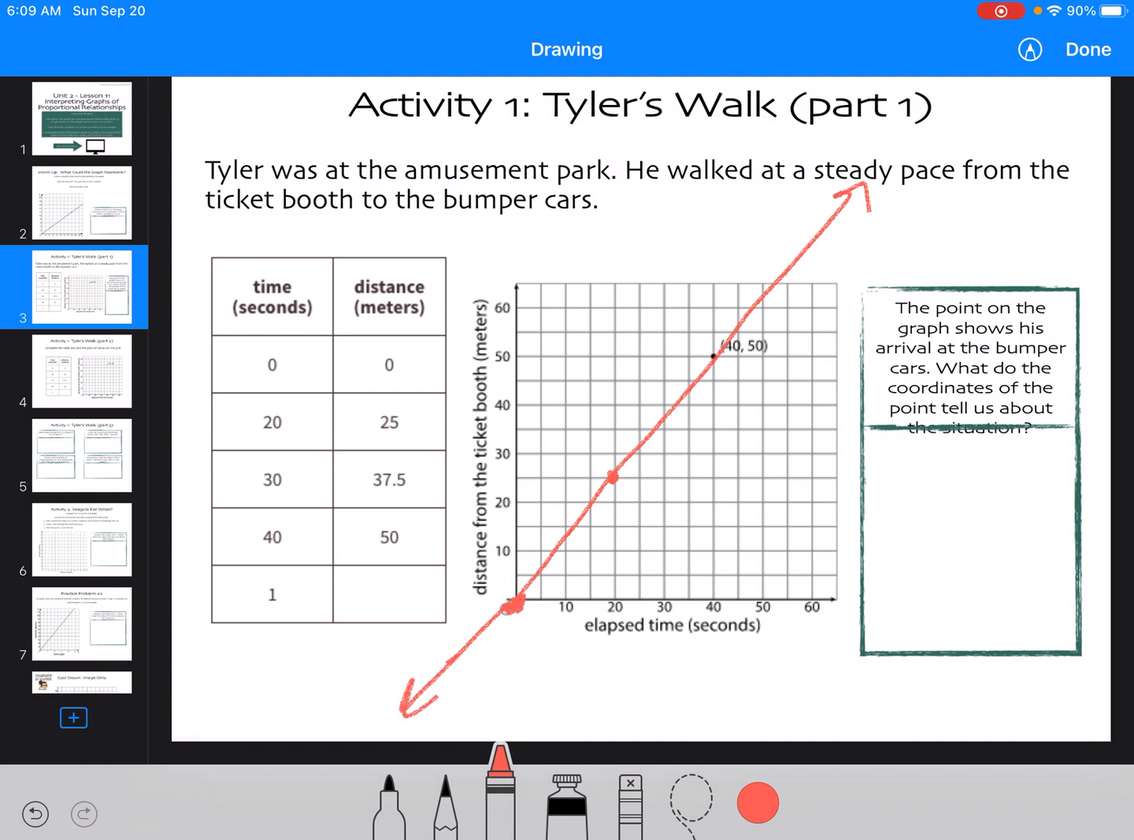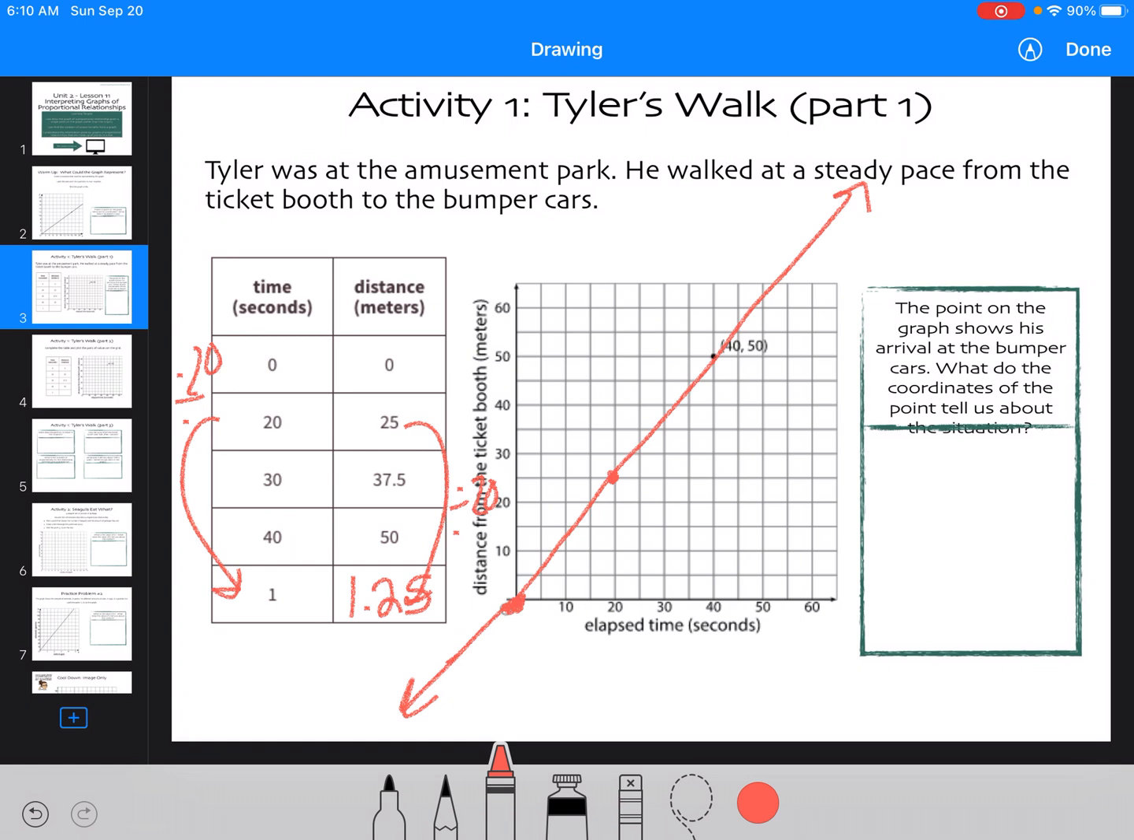Okay, so I know that to get from 20 to 1, I'm going to divide by 20. So I'm going to divide by 20 on this side. So that's going to leave me with 1.25. So in 1 second, he's 1.25 meters. So the point on the graph shows the arrival at the bumper cars. What do the coordinates of the point tell us about the situation?